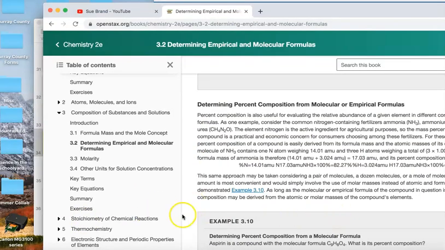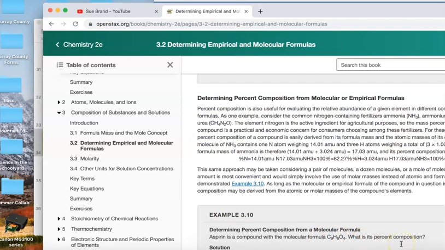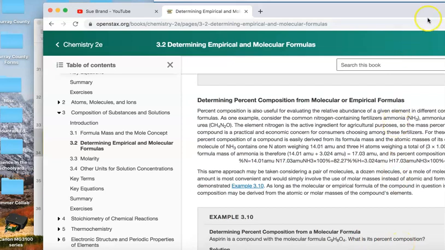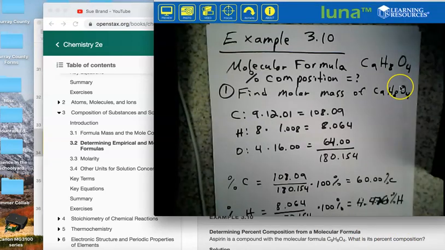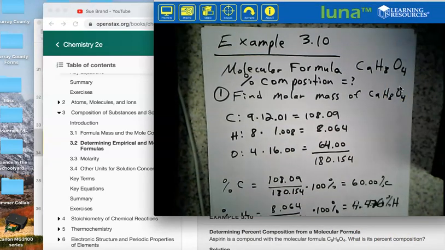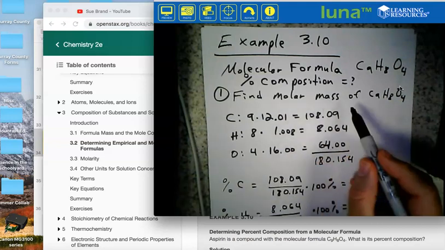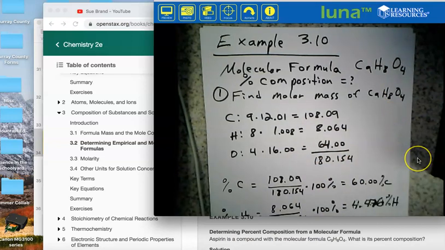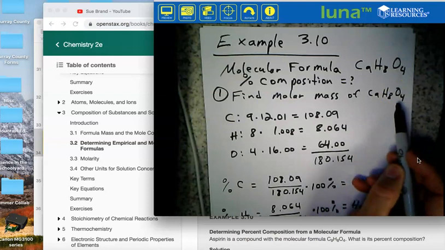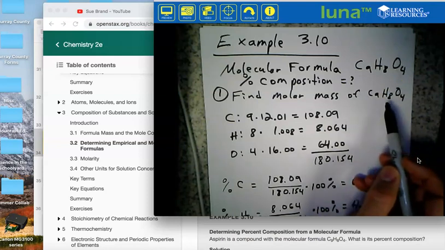So in the next example here, we're trying to determine the percent composition for aspirin, which has a molecular formula of C9H8O4. It's asking what is the percent composition. So what we would do here, the first thing I would do would be to determine the molar mass of aspirin. Okay, and so we're going to break this down just like we did in the last lecture here.